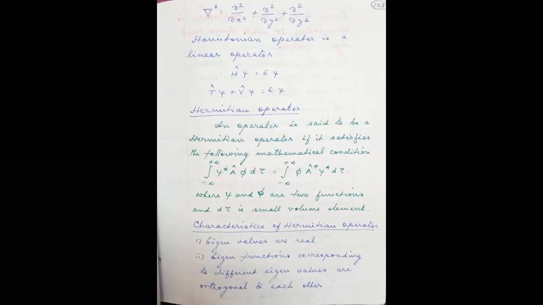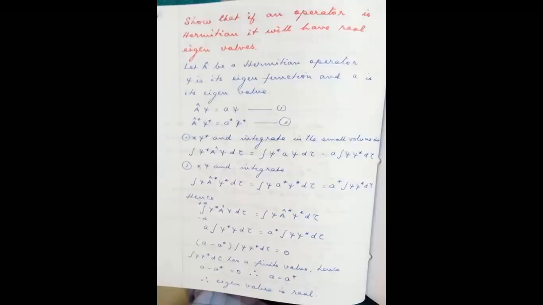You know what is orthogonality? Their inner product will be zero. So these two things we are going to prove. Look here, show that if an operator is Hermitian, it will have real eigenvalues. This is what we are going to prove.